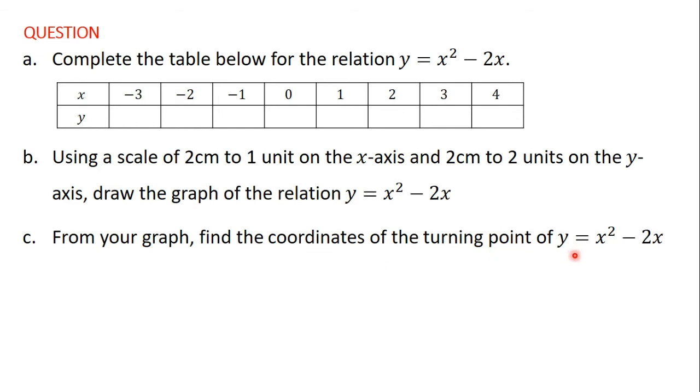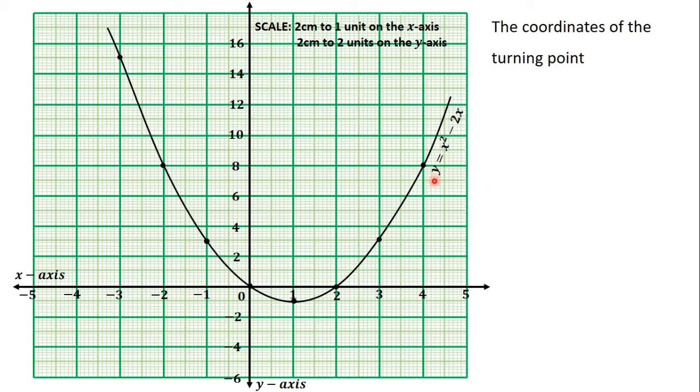Finding the coordinates of the turning point of y is equal to x squared minus 2x. This is the graph of the relation y is equal to x squared minus 2x. We are going to use this graph to find the coordinates of the turning point. To do that, you first have to locate the turning point.